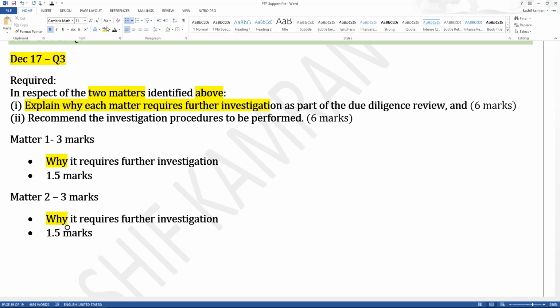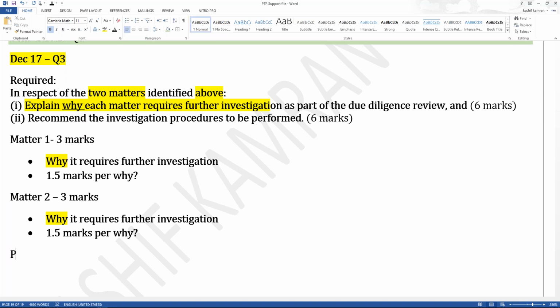I have 3 marks for matter number 1, right? So if I write one why, how many marks will I get? 1.5. If I write the second why, how many marks will I get? 1.5. So 1.5 marks per why. Is that clear to everyone? Per why. And again, 1.5 marks per why. Is that clear to everyone? So 6 marks between the matter 1 and the matter 2 and why each matter requires further investigation. So when you say why, for every why, you will be getting 1.5 marks because this is a question on due diligence. So who made the marking scheme? The examiner. I cannot do anything with that.